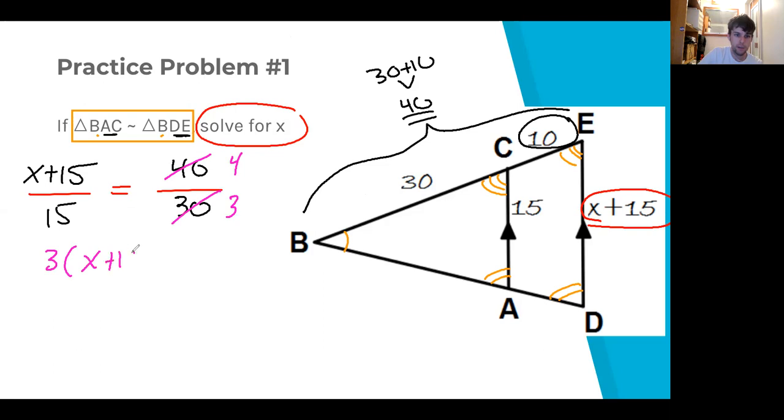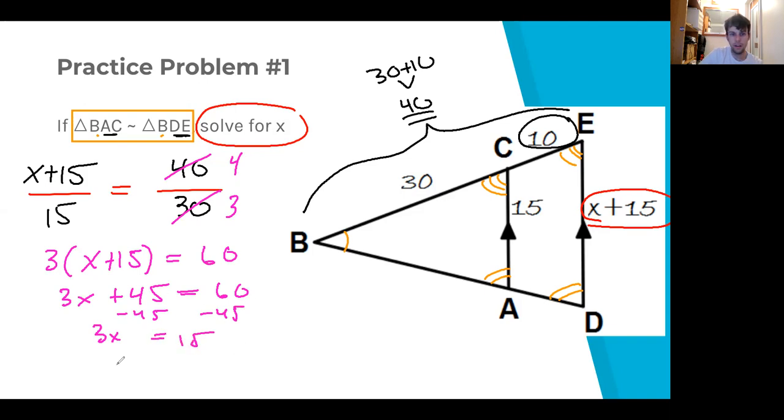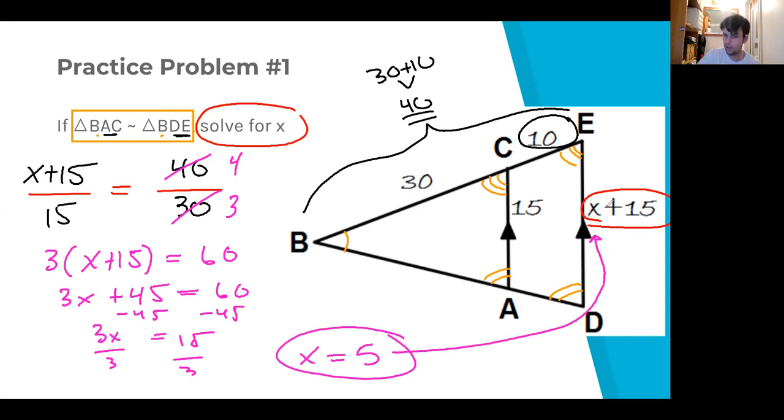So we get 3 times x plus 15 equals 4 times 15, which is 60. And then we're just sort of off to the races here in terms of solving this problem. Subtract 45, 3x equals 15, and then divide by 3. So x equals 5. Great, awesome. That's all we had to do for this problem. We could use that value of x to figure out this side length, right? 5 plus 15, so this side is 20. But that's not the answer we're looking for, x equals 5.